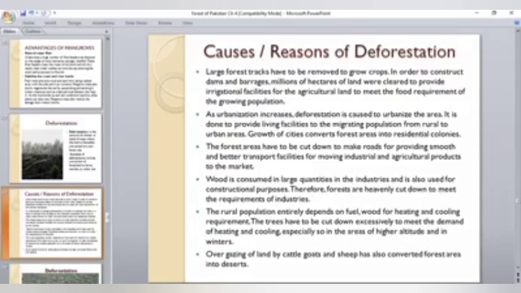In order to construct dams and barrages, millions of hectares of land were cleared to provide irrigational facilities for the agricultural land to meet the food requirement for the growing population.